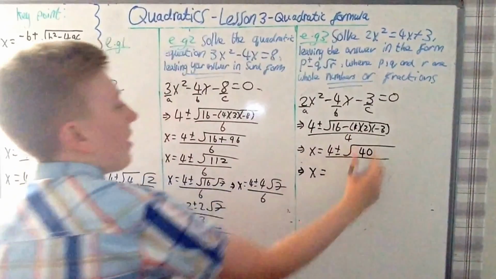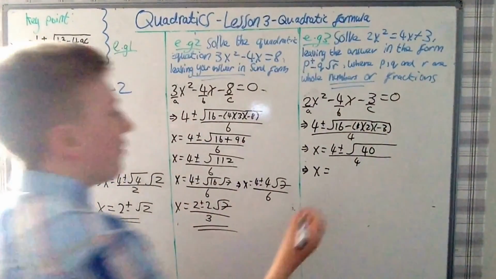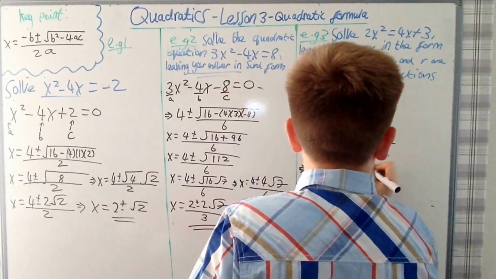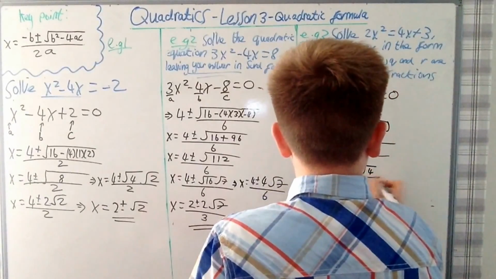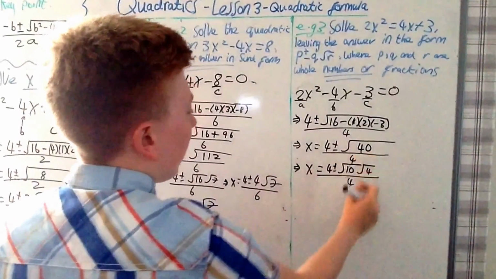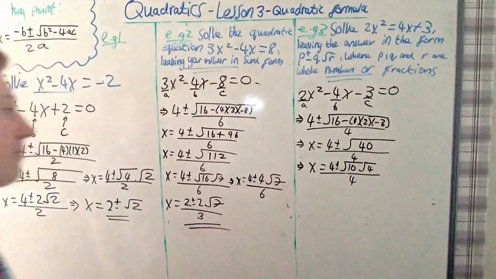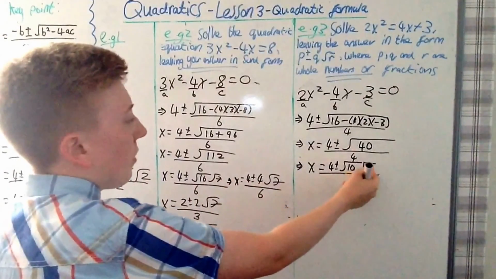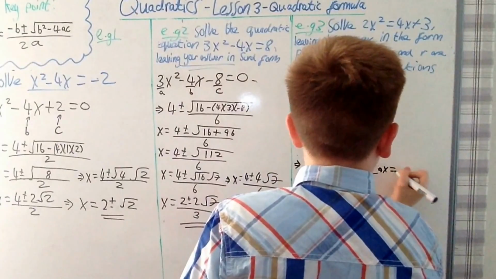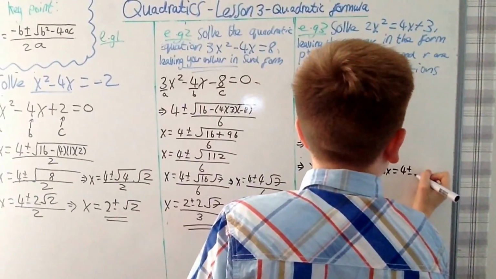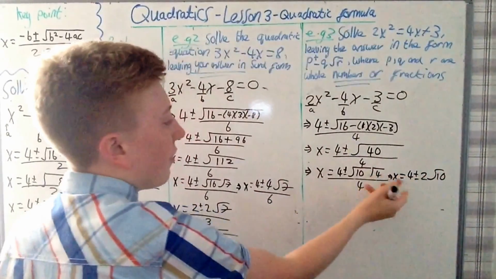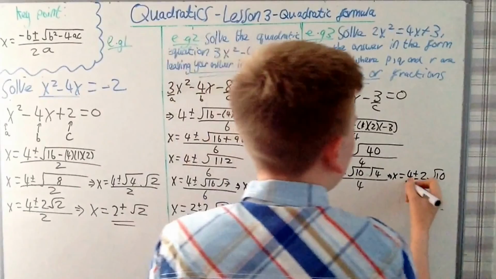And once again, we have to simplify this root 40. We can split the root 40 up into root 10, root 4. 10 multiplied by 4 gives us 40. So we can split it up like this. And once again, 4 is a squared number. So when we square root 4, we get 2. So this can become 4 plus and minus 2 root 10, okay? Square root of 4 is 2, multiplied by root 10, divided by 4.